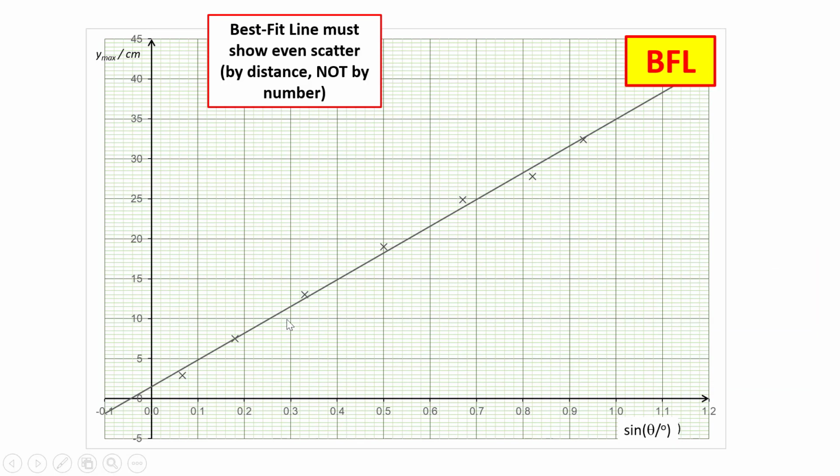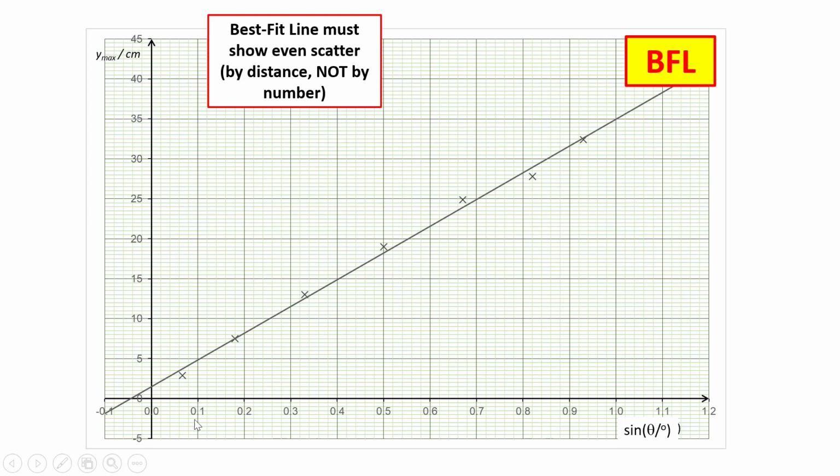The next marking point would be the best fit line. It should show even scatter on both sides, not just simply by the number. So you can have, for example, 3 there and 2 here. But more importantly, please balance the distances. And if you can't, you may also want to check the rotation of your straight line graph a little bit to check whether it can give you a better fit.